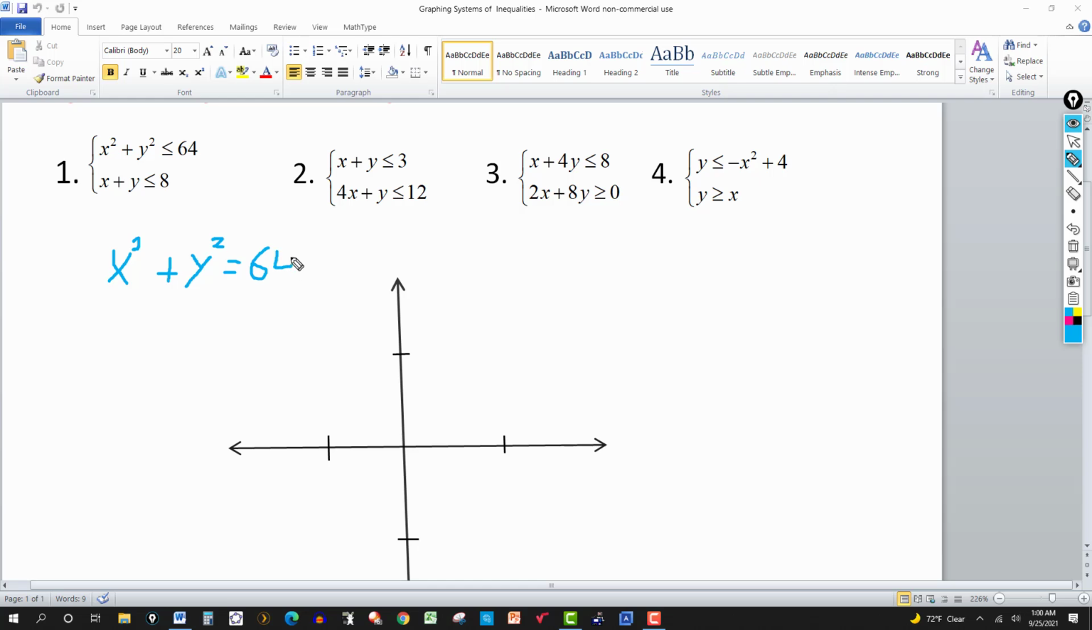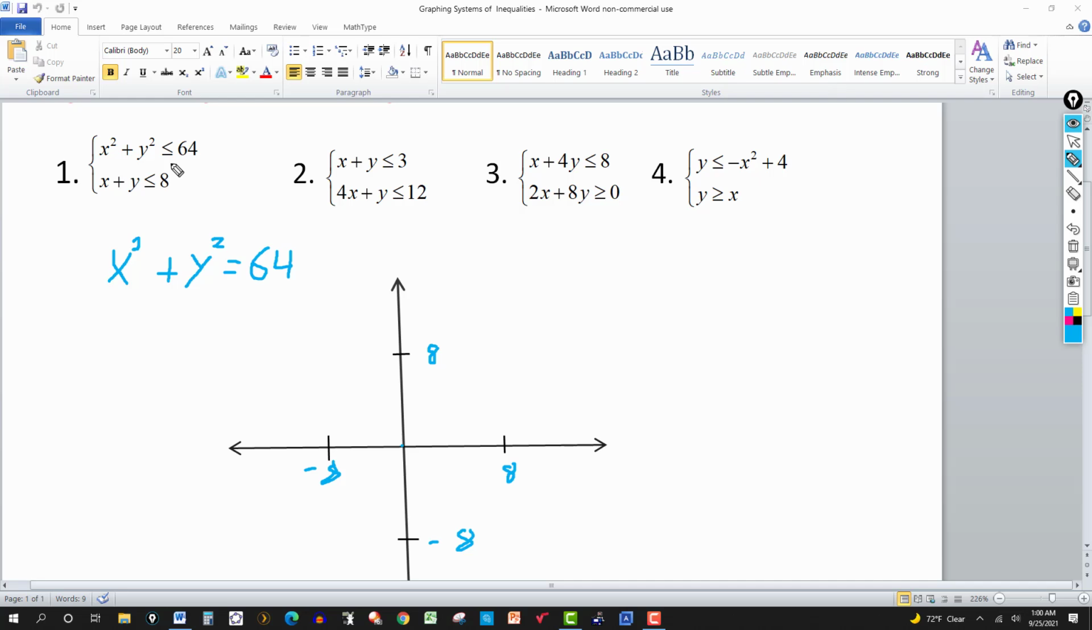So x squared plus y squared, again you should recognize this as a circle. 64 is 8 squared, so it's a circle with center at the origin, 0, 0, and a radius of 8. So let's suppose this is 8 units, so let's say that's 8 up there, 8 over here, and over here we have a minus 8. Down here we have a minus 8.